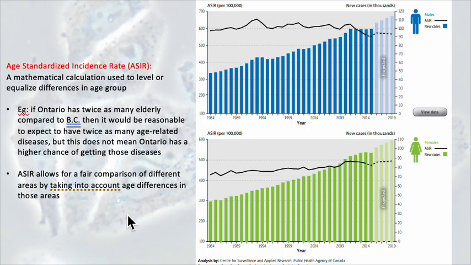So for example, say Ontario has twice as many elderly individuals compared to British Columbia. Therefore, it would be reasonable to expect that there would be twice as many age-related diseases, right? So diseases that are associated with higher age groups, if that given population has a larger elderly percentage. But this does not mean that Ontario has a higher chance of getting those diseases, right? So just because we're seeing a higher incidence of a given disease in a particular population, that doesn't mean that that has to do with the location.